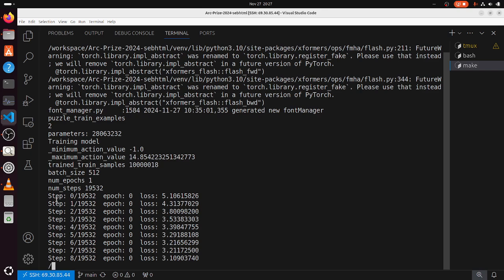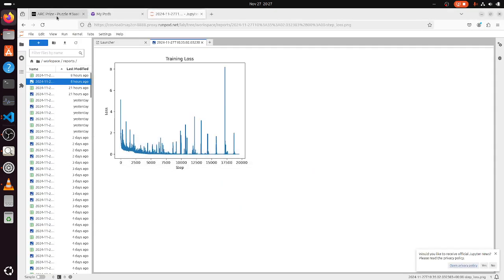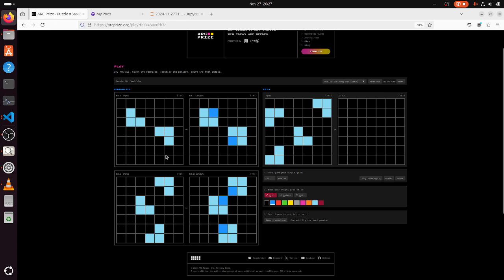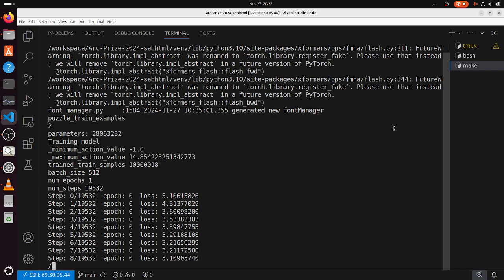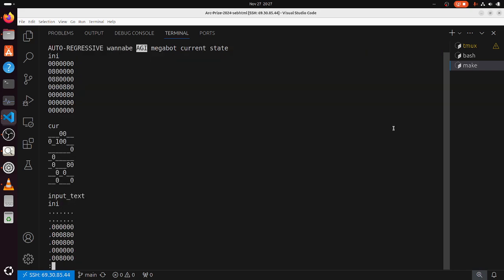So this puzzle has two training examples and 1 test example. I will show you the solution found by my neural network for the first training example, which should be easy because it's part of the training set.